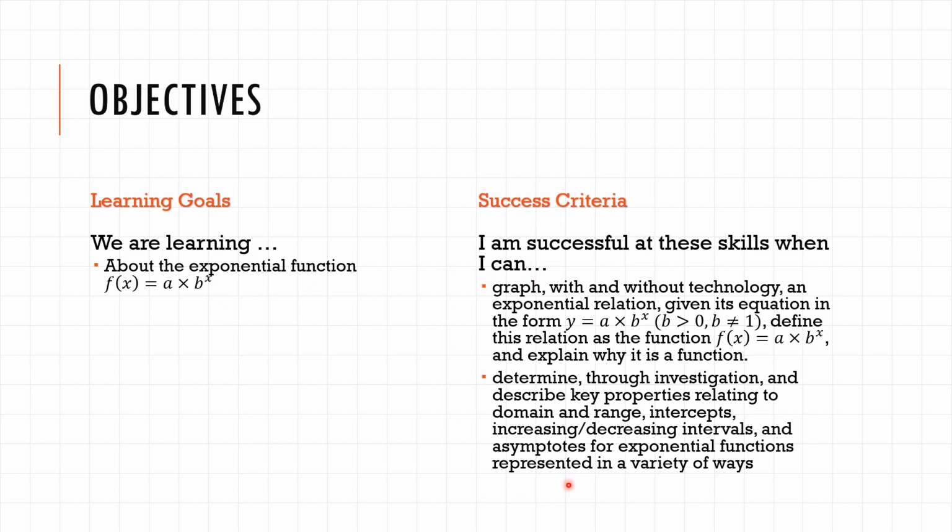And as part of this lesson, you should be able to, by the end, graph, with or without technology, an exponential relation if you're given its equation or any other information about it. You're going to define this relation as an exponential function, and you're going to be able to explain why it's a function. And you're also going to be able to determine the key properties, including domain and range, the intercepts, whether it increases or decreases, and a new word called an asymptote.